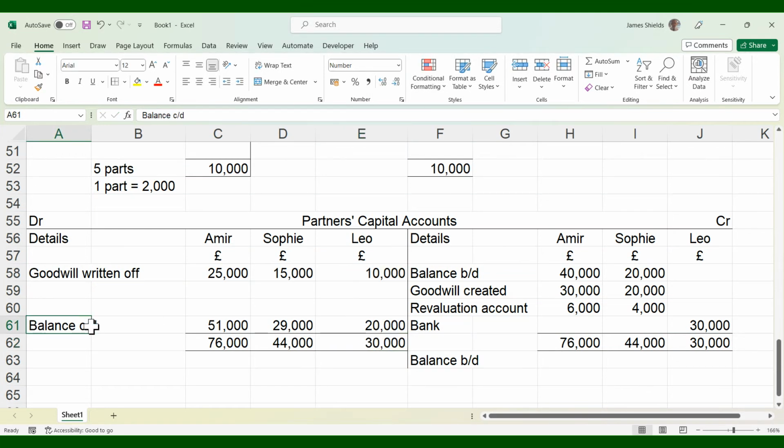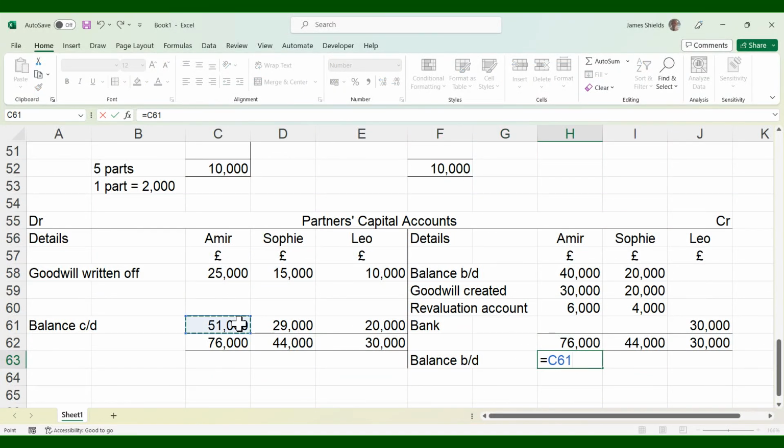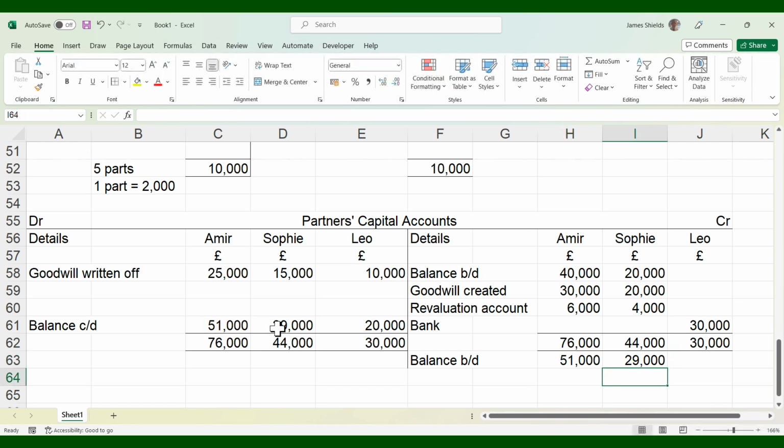Now remember, if you've got a balance carried down, you must always have a balance brought down. It'll be on the opposite side. So the balance carried down here is on the debit side, so it'll be brought down on the credit side. So for Amir, we're going to have £51,000. For Sophie, we're going to have £29,000. And for Leo, we're going to have £20,000.